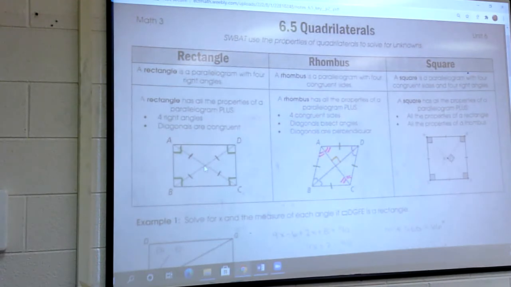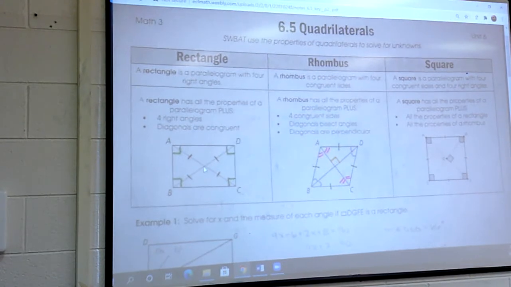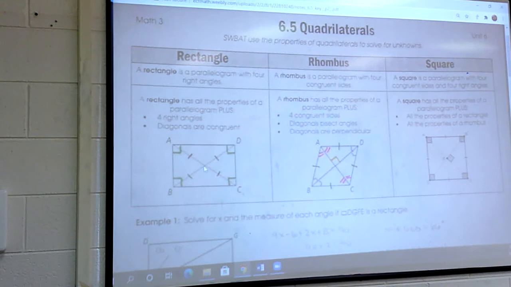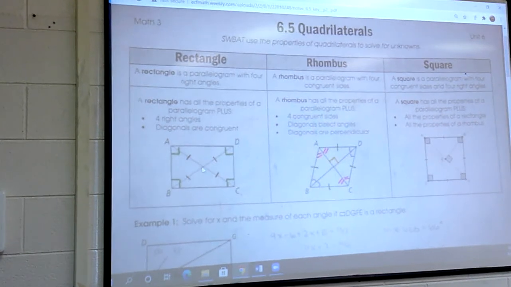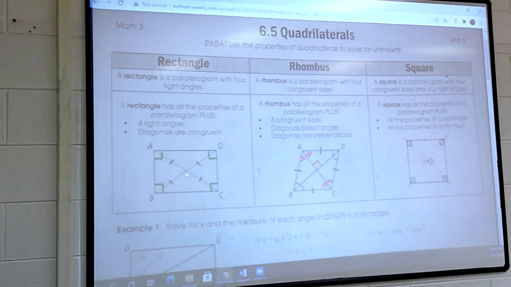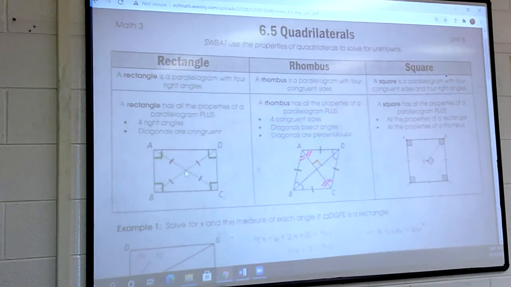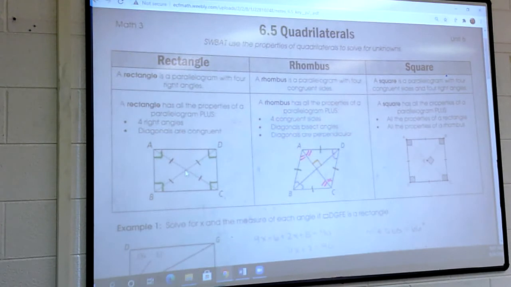The rectangle has 4 right angles, and also the rectangle's diagonals are congruent. So you've got 2 things there. If you see them marked with those little lines, that shows you that when they cross each other, those diagonals are congruent, the same. That will help you see that in the process. Okay, so those are your 2 big things for a rectangle. Again, a rectangle is a parallelogram, it has 4 right angles, and the diagonals are congruent.